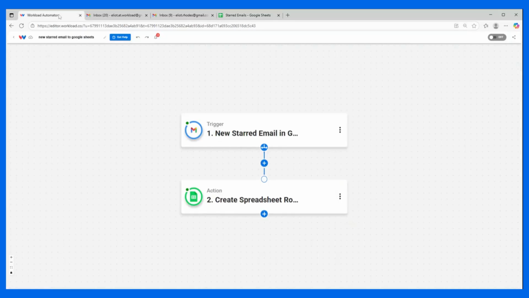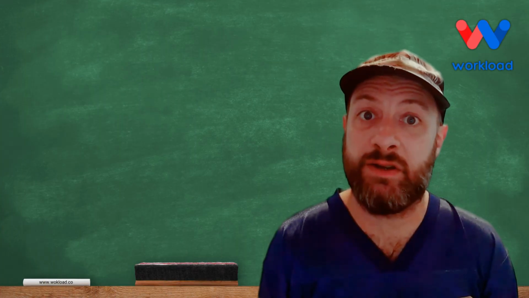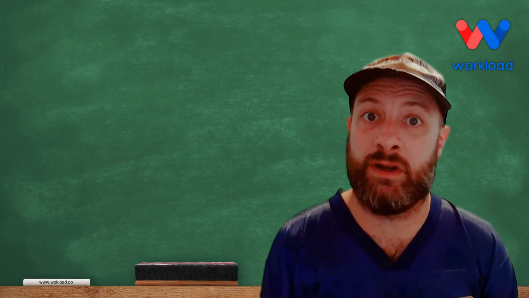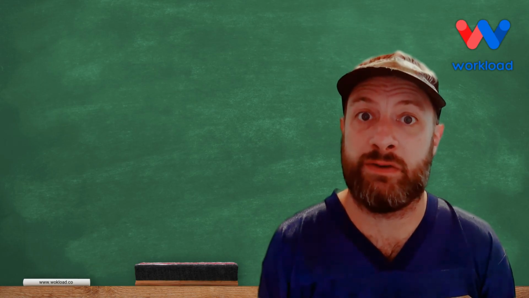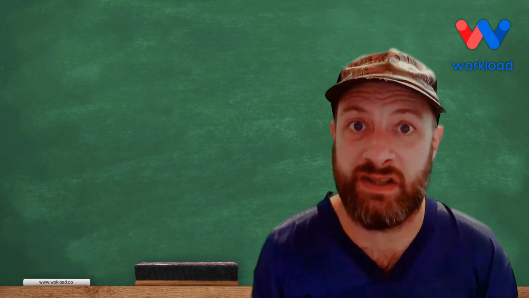I can jump back over to the Workload editor and check and see that there's a green dot in the upper corner of each of my nodes. Then I can activate my workflow. And now every time I star an email within Gmail, it'll take the contents of that email and add it to a new spreadsheet row in Google Sheets. That's how you can use Workload to build a workflow that will automatically document your starred emails in a spreadsheet.